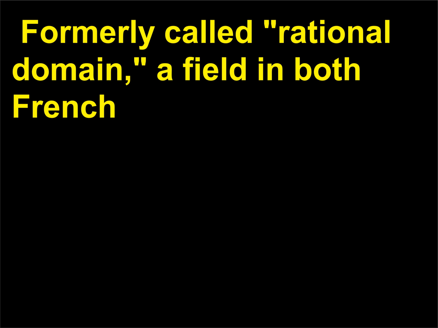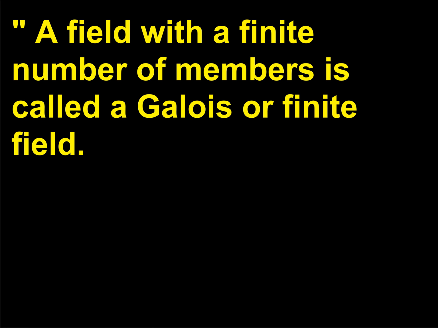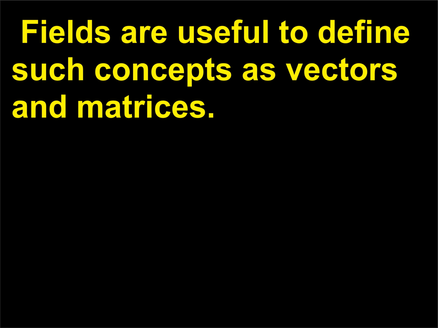Formerly called rational domain, a field in both French, corps, and German, Körper, appropriately means body. A field with a finite number of members is called a Galois or finite field. Fields are useful to define such concepts as vectors and matrices.